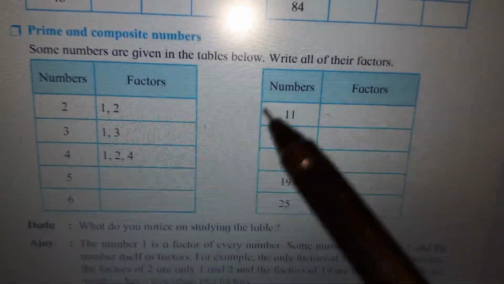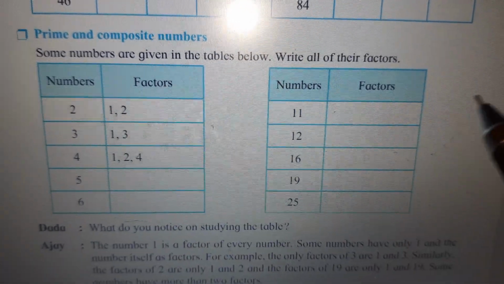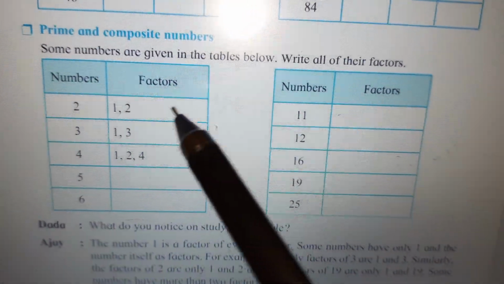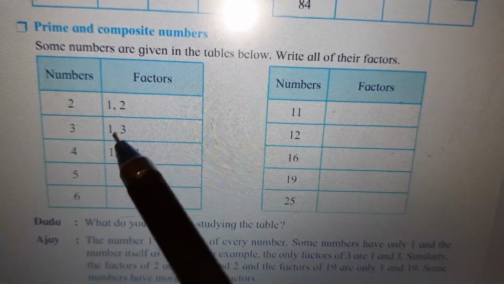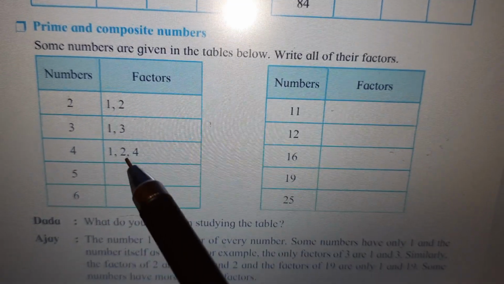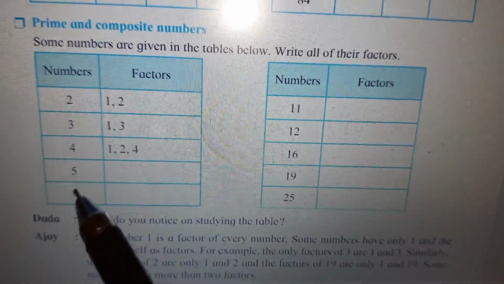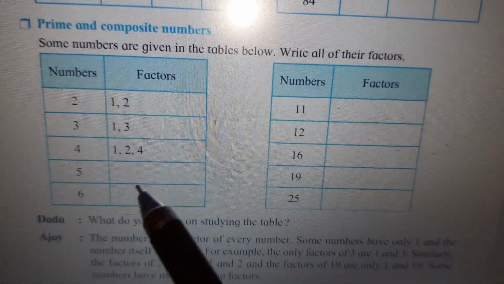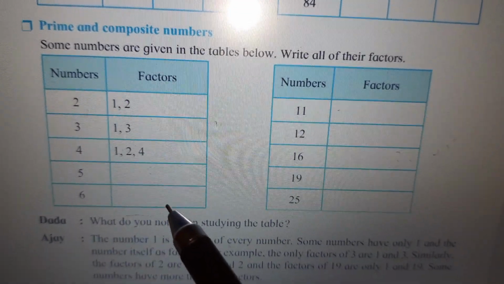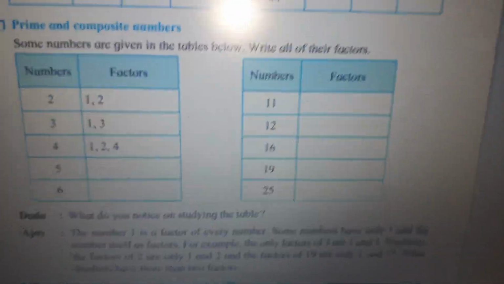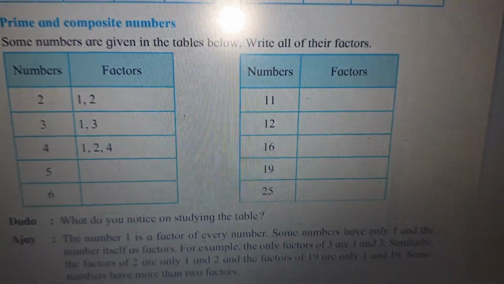See here, some numbers are given in the table below. Write all their factors. 2 factors are 1 and 2. 3 factors are 1 and 3. 4 factors are 1, 2, 4. 5 factors are 1 and 5. 6 factors are 1, 2, 3 and 6. What about 11, children? Yes, only 1 and 11.